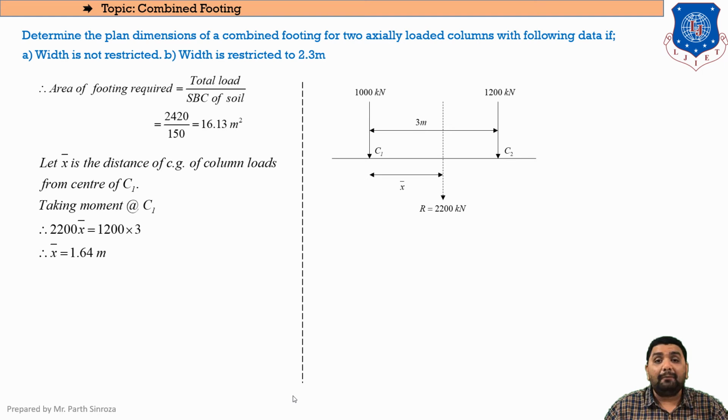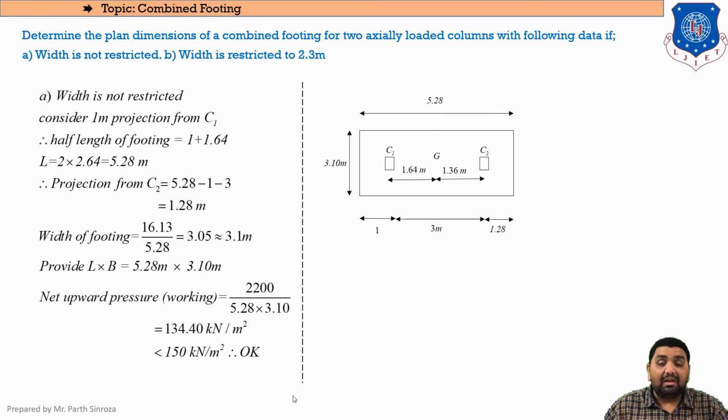That will be defined by the 2200 multiplied by x bar. X bar will be our CD distance. Clear? So the CD distance can be calculated from this method, and this distance comes out to be 1.64 meter. So it is 1.64 meter apart from C1 column, not C2 column. Clear? So to find the distance from C2 column, it will be 3 minus 1.64. So these are the distances that we'll be calculating, and now we'll be moving on to the question.